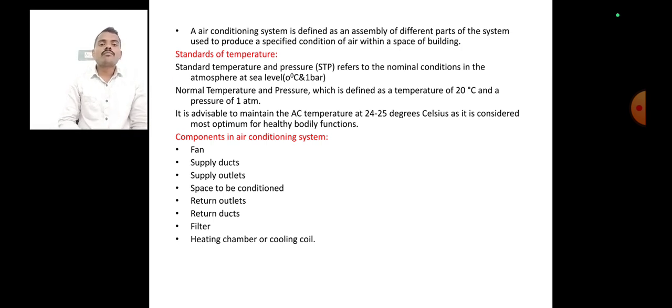Next, what are all the components in the air conditioning system. First is the fan. It is for circulating the room air or air conditioned space air. Next is the air conditioning coil. Next is the supply duct and supply outlet. Supply duct means after the air is conditioned, its temperature lowered or moisture content maintained, it is supplied to the air conditioned space via supply ducts and supply outlets.